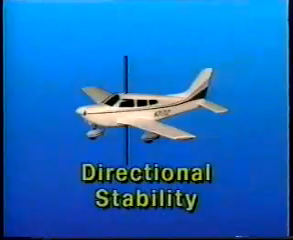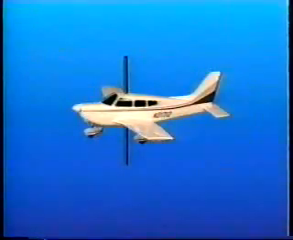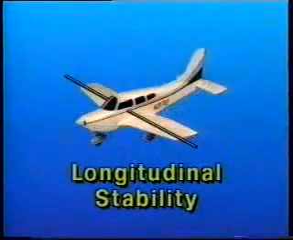Stability about the yaw axis is referred to as directional stability. When an airplane yaws to the right or left, the large surface area that is behind the center of gravity acts like a big weather vane. This forces the nose of the airplane back toward the original position. The last type is stability about the lateral axis. This is known as longitudinal stability.